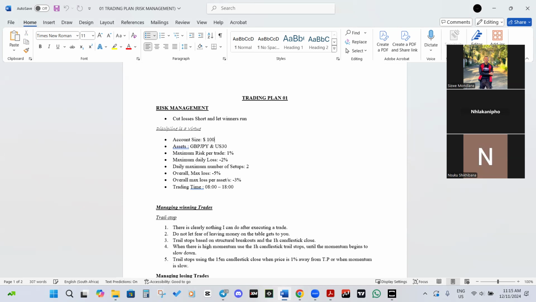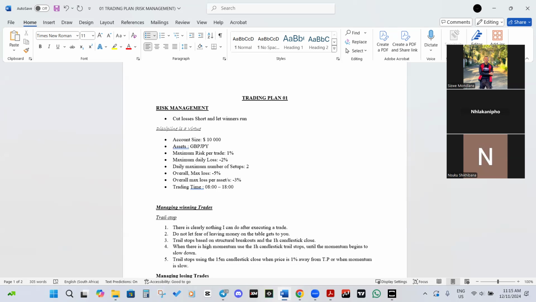$10,000 for now. So yeah, we'll say $10,000. And then in terms of assets, how many assets do you trade? For me, currently, GBP JPY. So for you now, the asset will be GBP JPY.